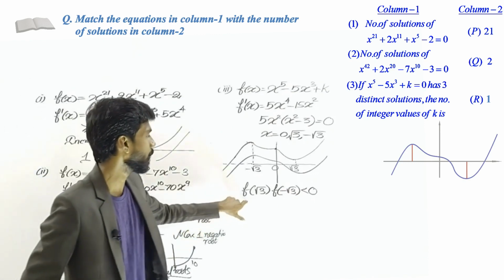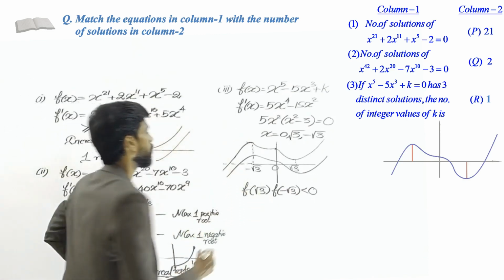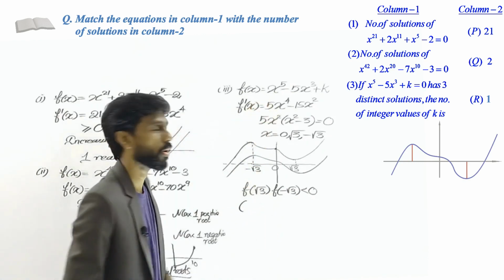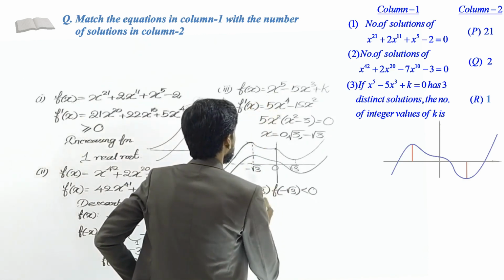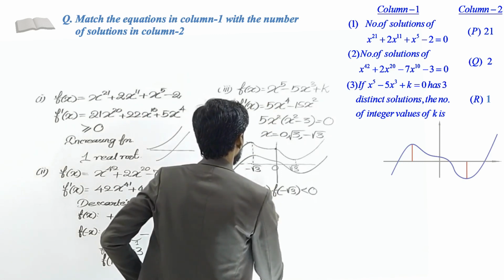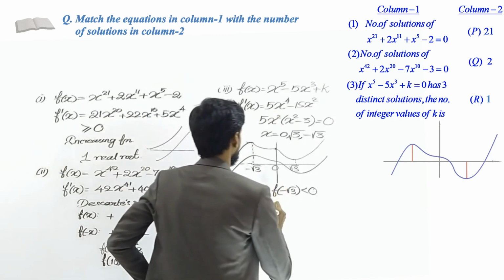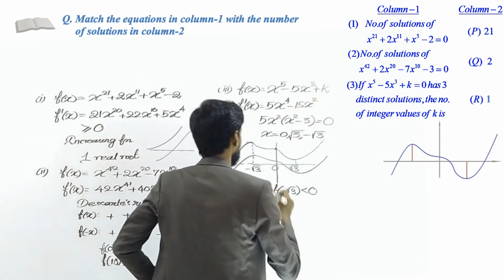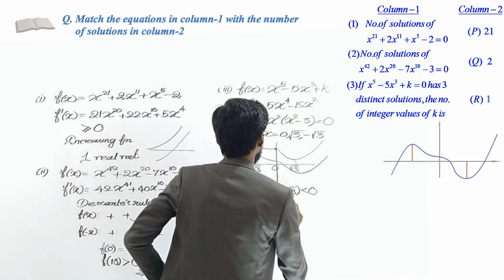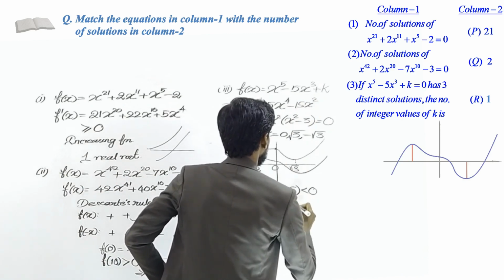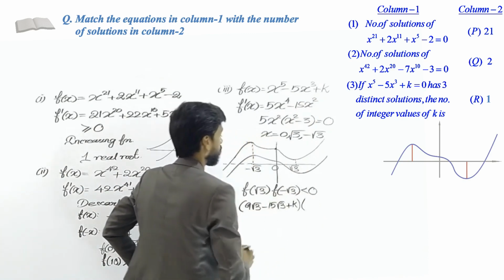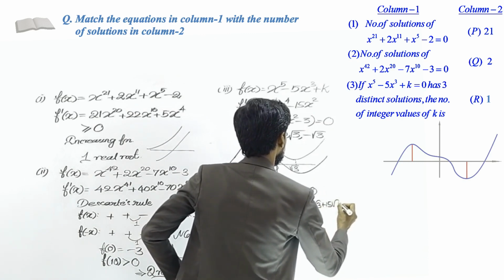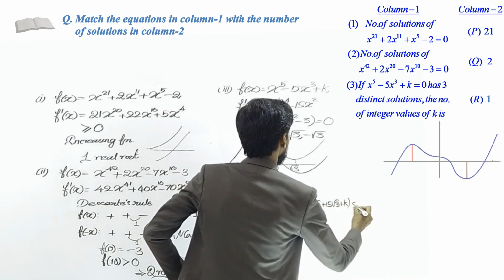Okay, so find f of root 3. Just substitute root 3 there. So you will get root 3 to the power 5, that is same as 9 root 3, minus 5 multiplied by root 3 cube, that is 3 root 3, so minus 15 root 3, plus k. So f of root 3 multiplied by f of minus root 3 is minus 9 root 3 plus 15 root 3 plus k. So this value should be negative.